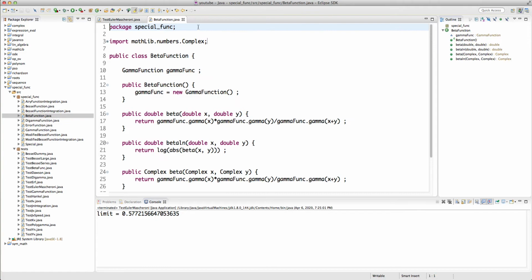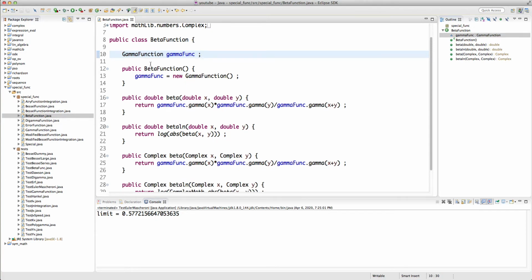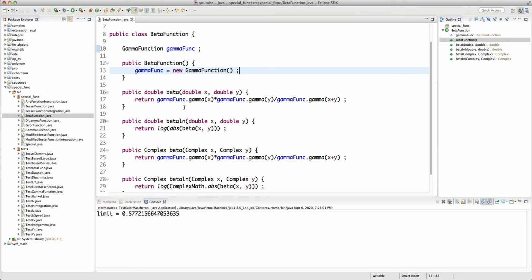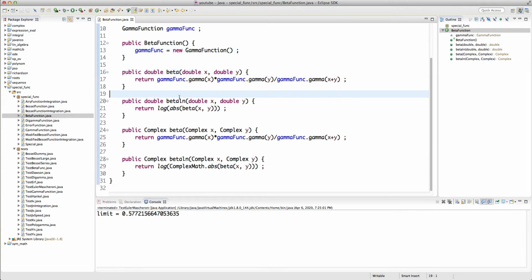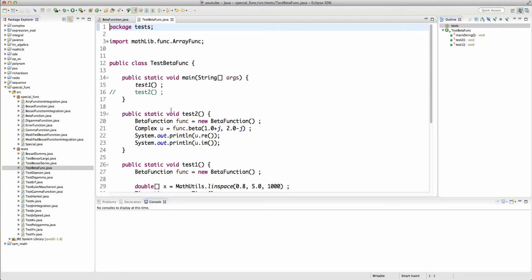I have this beta function here. And we're just creating a gamma function instance in the constructor, and then we just use the definition. There are other functions related to the beta, such as beta ln, beta log, which is log of absolute value of beta. And for complex numbers, we can also define beta and beta log.